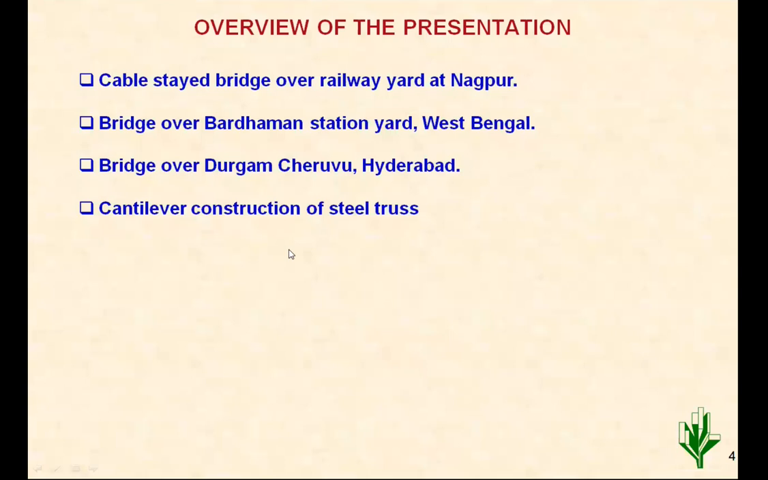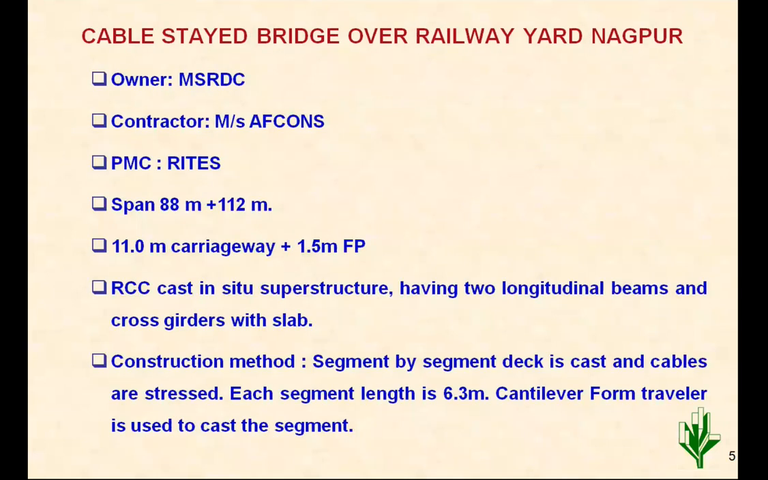First we will see the cable stayed bridge at Nagpur. The owner is MSRDC, Maharashtra State Road Development Corporation. It was built by Afcons Limited. PMC was RITES. The main cable stayed portion has one pylon, and the two side spans are 88 meter and 112 meter.